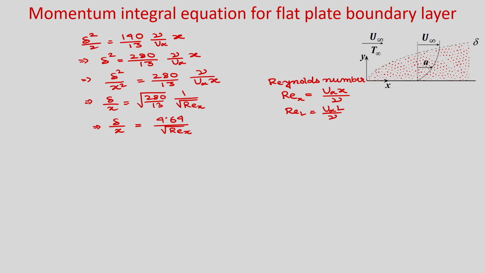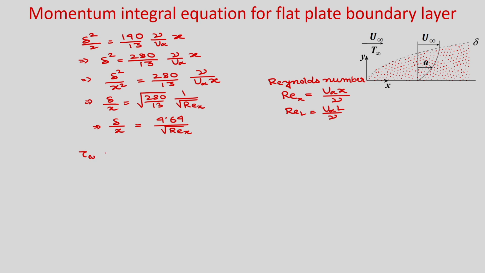So, now we have found the unknown variable, the hydrodynamic boundary layer thickness delta. Once delta is known, you will be able to calculate the velocity profile, because we have expressed the velocity profile in terms of delta. So, now that you have found delta, you will be able to find the velocity profile using the integral method. Now, let us find the coefficient of friction.